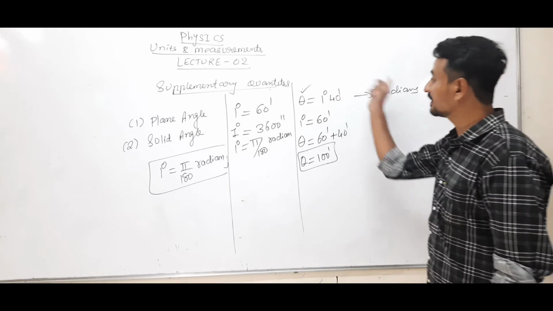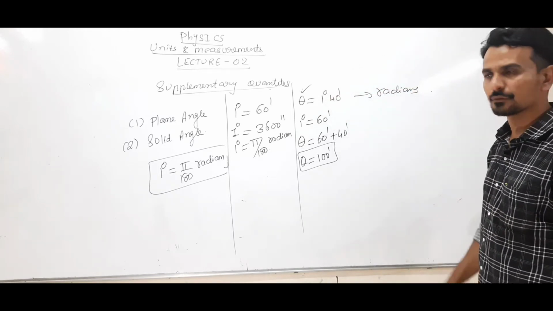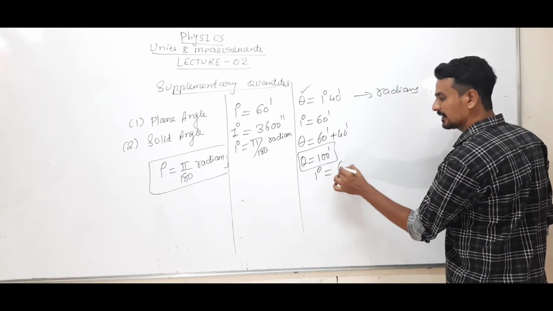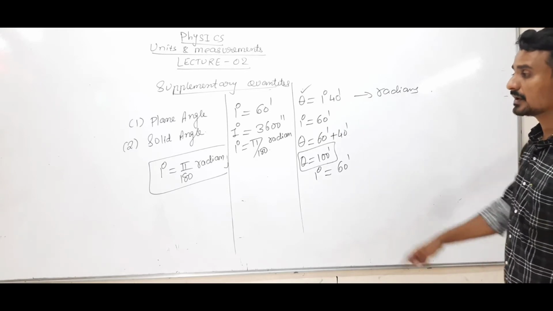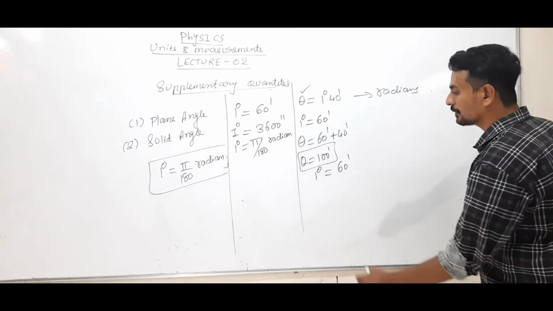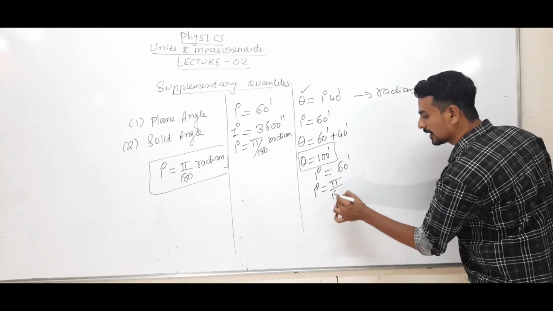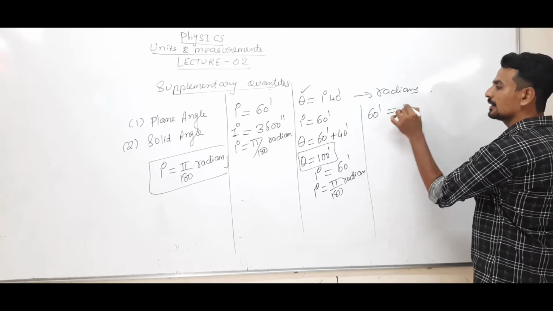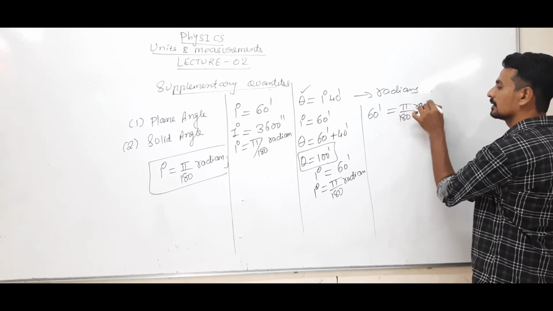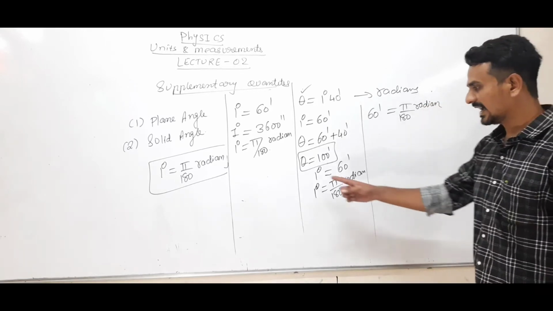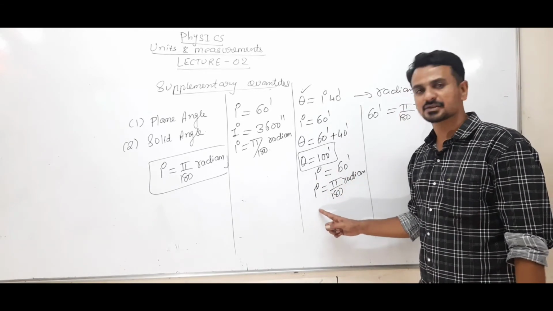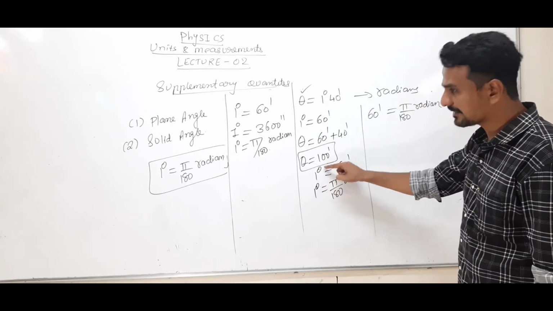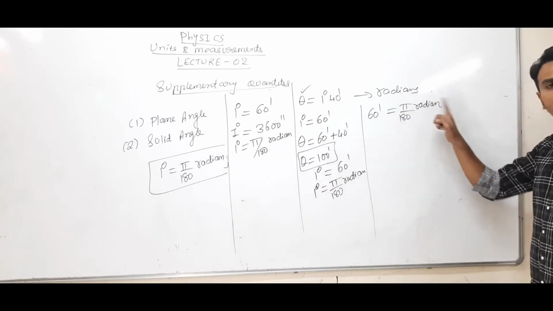But we have been asked to convert this into radians. So now we know that 1 degree is 60 minutes. Also, 1 degree is pi by 180 radian. So from this, 60 minutes is equal to pi by 180 radian.